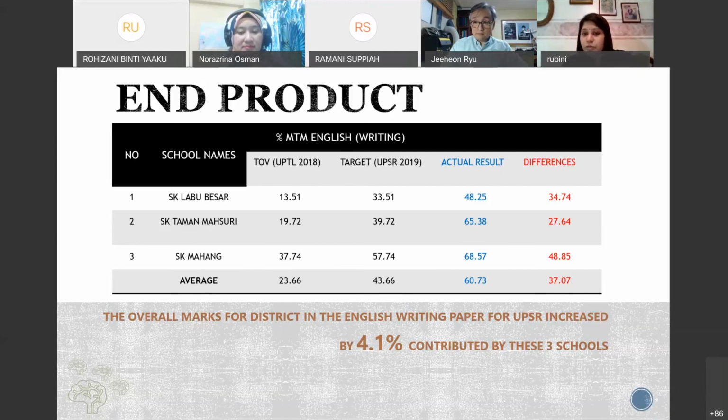I forgot to mention, we have 87 primary schools in the district of Kulim Bandar Baharu. And this is just the 3 schools that we managed to help. And it was a very good end product actually. So the outcome was very good, that we tried this same project again in 2020 with a little bit of improvement.